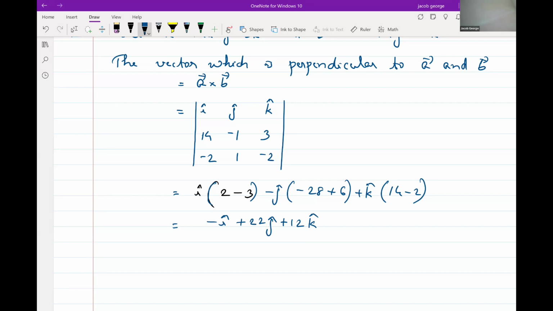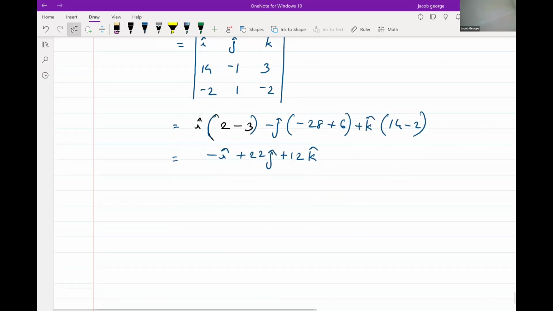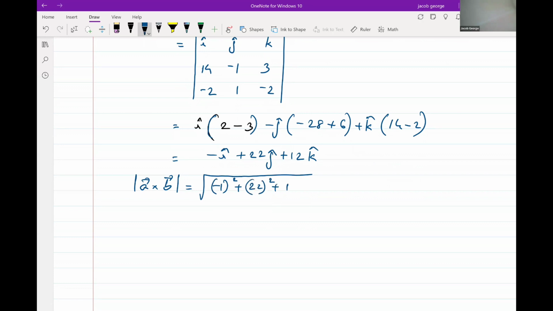And then we find the magnitude of vector A cross vector B. The magnitude is equal to root of, what do you get, children? Minus 1 square plus 22 square plus 12 square. Root of 1 plus, now 22 square is 22 times 22, which is 484, plus 144. When you add these three, what do you get? 629.